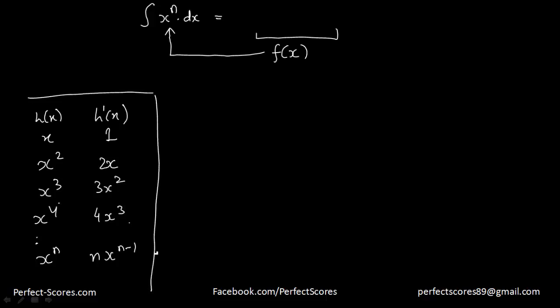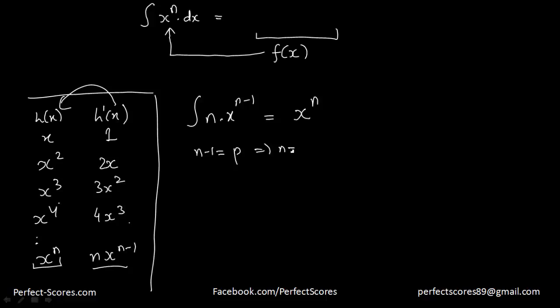But what about the antiderivative? That means if I want to find the antiderivative of n into x to the power n minus 1, that will be equal to x to the power n, because I'm going from here to here. And let's suppose n minus 1 is equal to p, which means n is equal to p plus 1. That means this can be transformed into p plus 1 into x to the power p, which is equal to x to the power p plus 1.